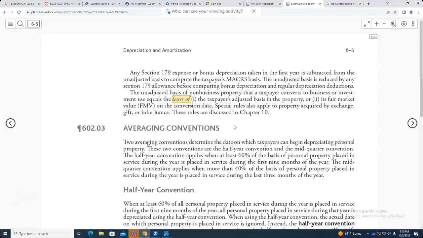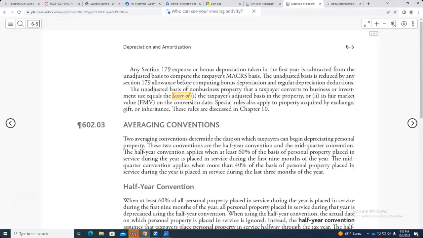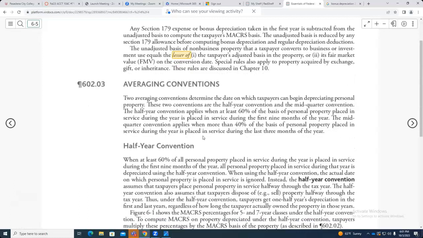Special rules also apply to property acquired by exchange, gift, or inheritance. These rules are discussed in chapter 10. Okay. Averaging conventions. Two averaging conventions determine the date on which taxpayers can begin depreciating personal property.